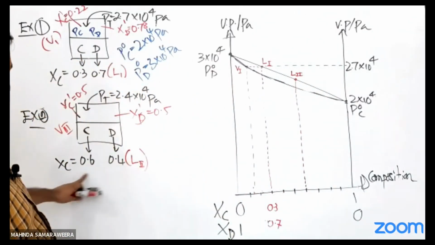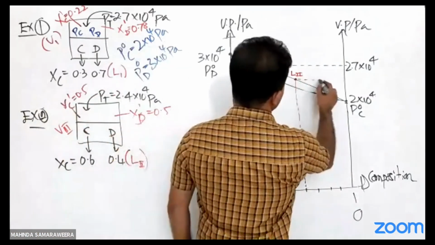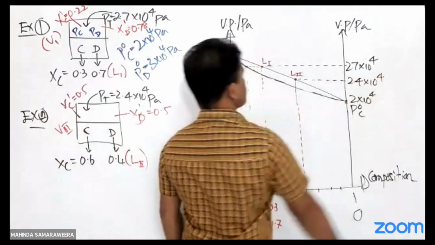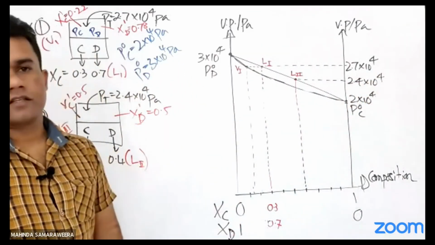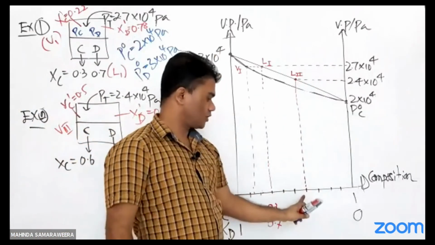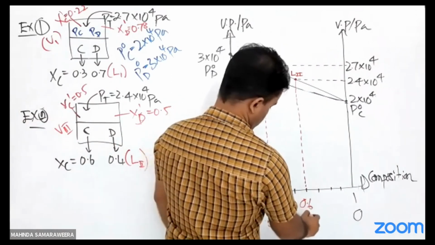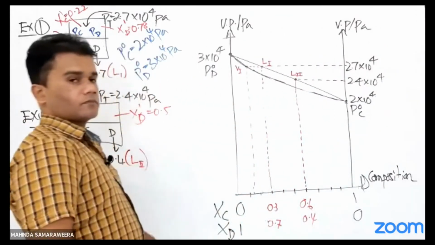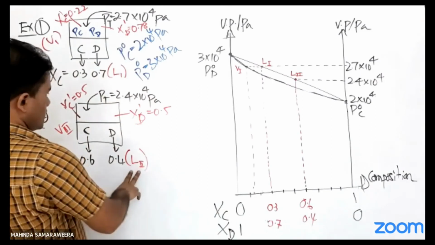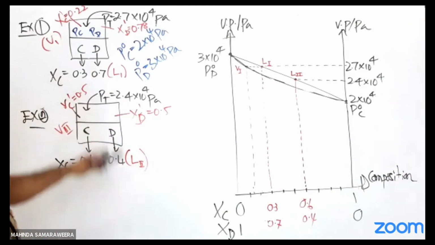At this composition, the total pressure is 2.4 × 10^4. This is the 2.4 × 10^4 point. That's the total vapor pressure for this liquid composition. This is 0.6 and 0.4. Right. So I hope you got this point. At this total pressure, mole fraction of XC dash should be 0.5.